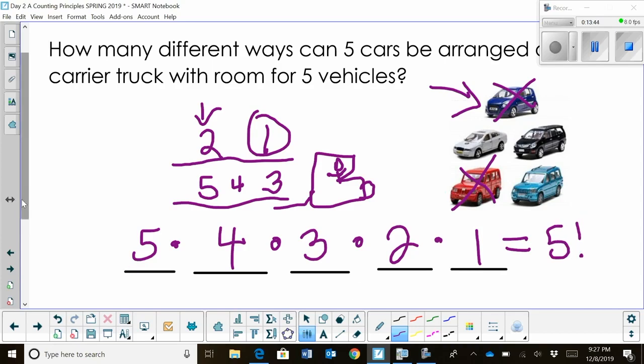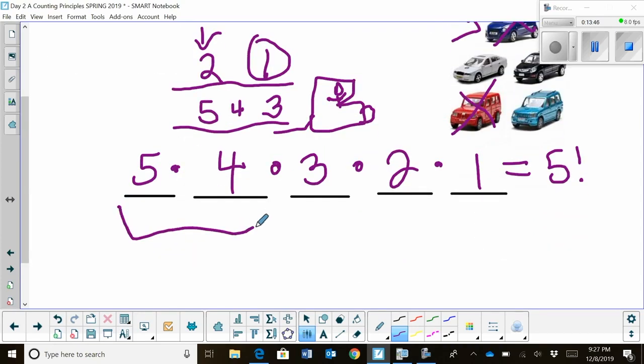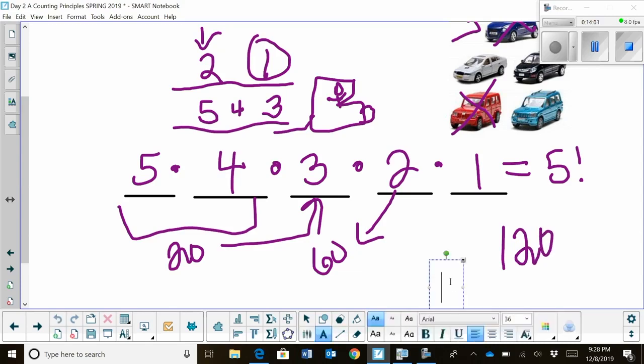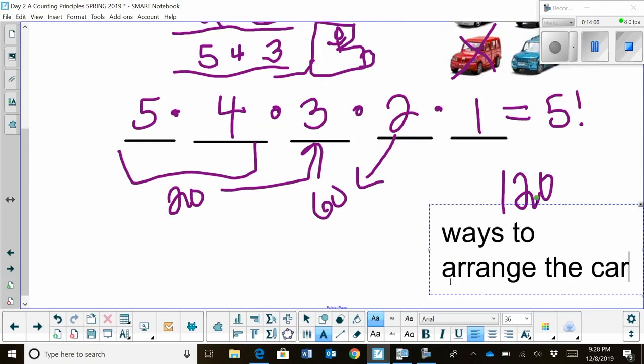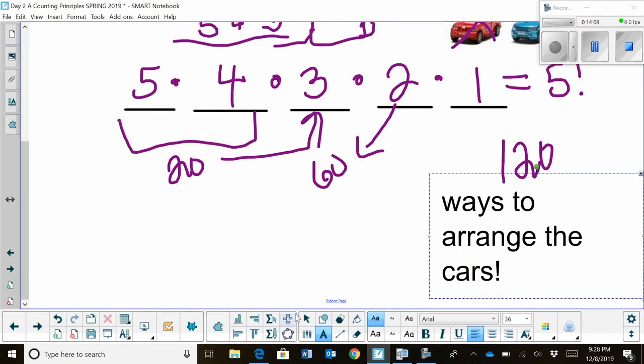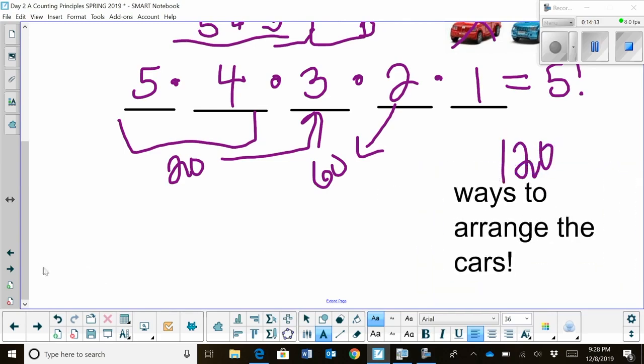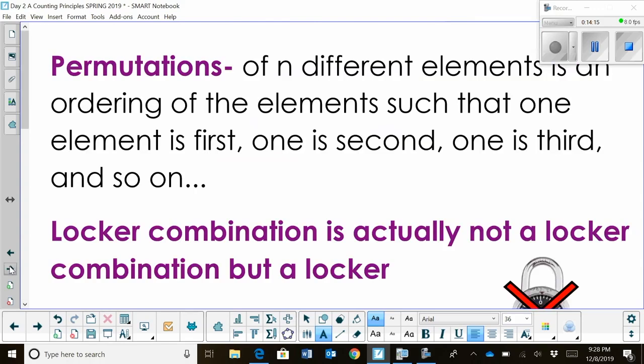Well, what's 5 factorial? Well, I'm not going to grab my calculator because this one's pretty easy. That's going to be 20. And 20 times 3 is 60. And 60 times 2 is 120. So I have 120 different ways to arrange the cars. That's how many different ways I've got. So there you go. We got 120 different ways to put them on the truck. Okay, so that's kind of the end of the counting principle.